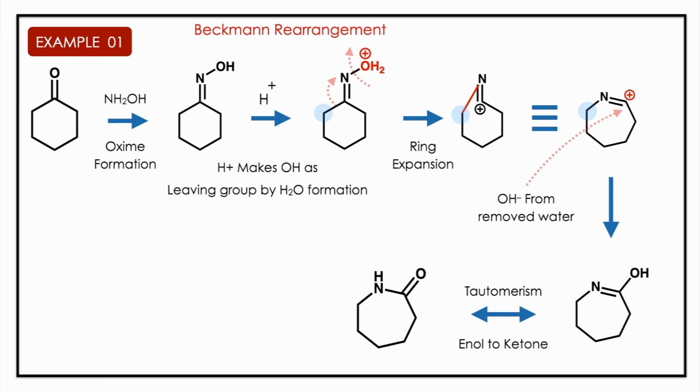The cation has to be caught. So OH minus from the water attacks, you have OH formation. Here you have an enol structure. So the enol can be converted into ketone. Keto-enol tautomerism occurs, and you end up with the amide. The concept outlined here is that in a cyclic system, Beckmann rearrangement mostly promotes ring expansion.